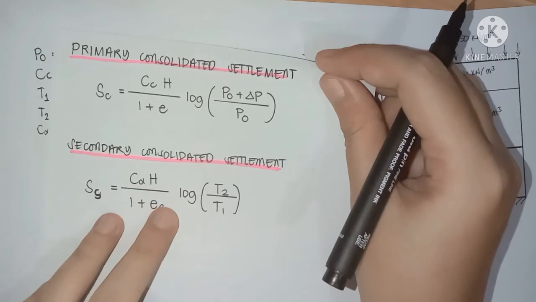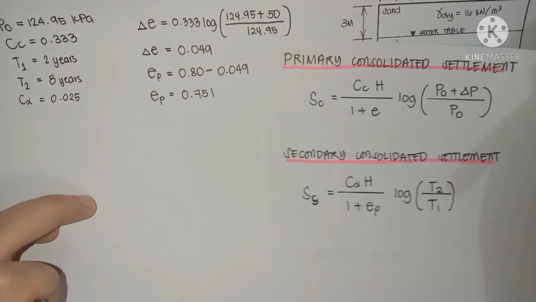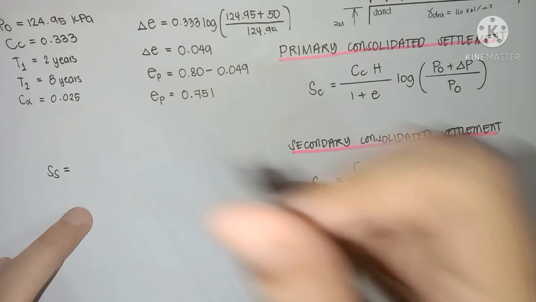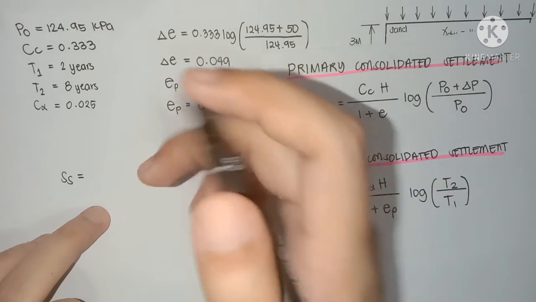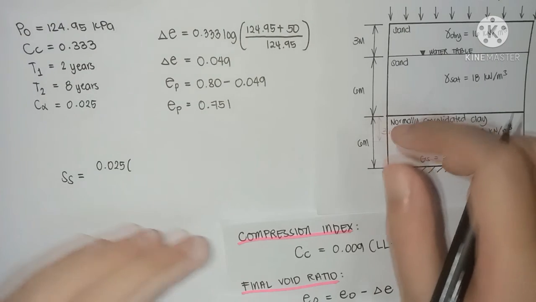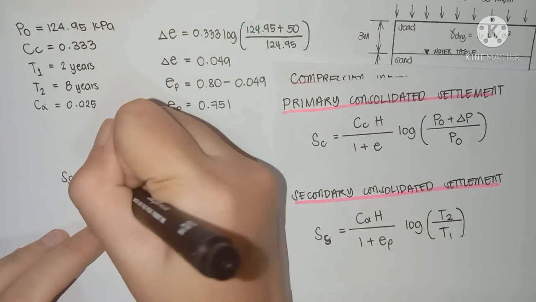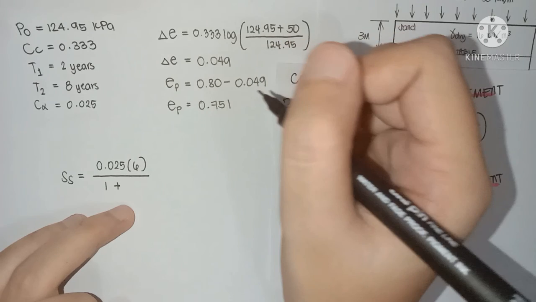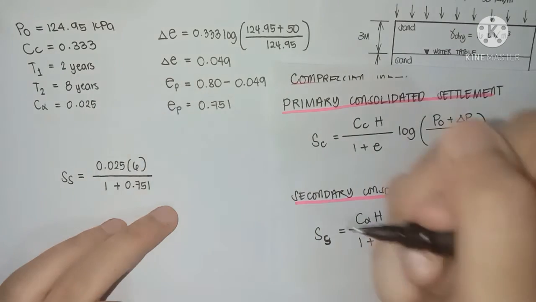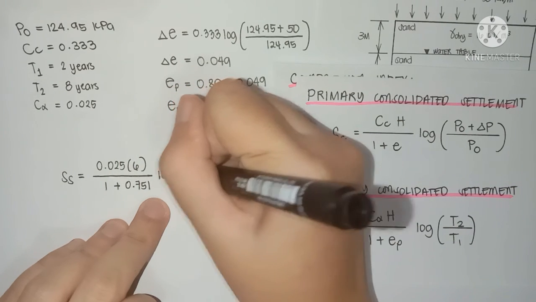So, we can now get the secondary consolidation settlement. SS is equal to our C alpha of 0.025, times the height of our clay, which is 6 meters, divided by 1 plus our final void ratio of 0.751, times log of 8 years divided by 2.